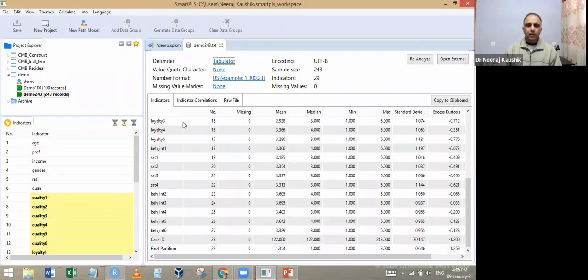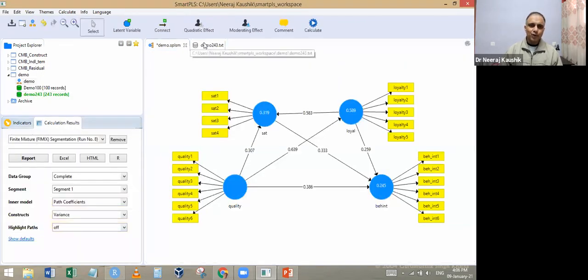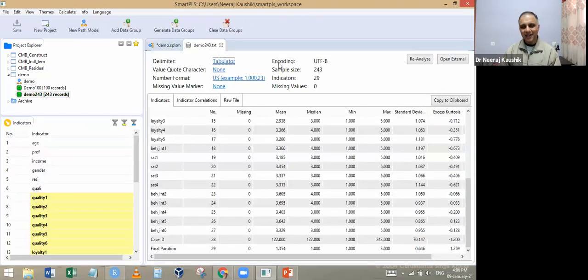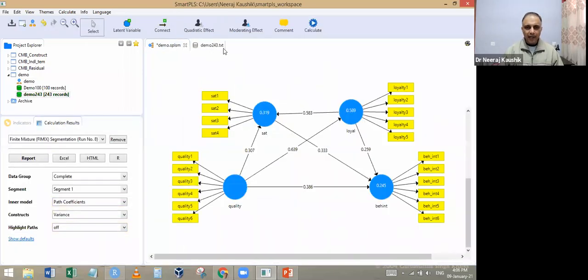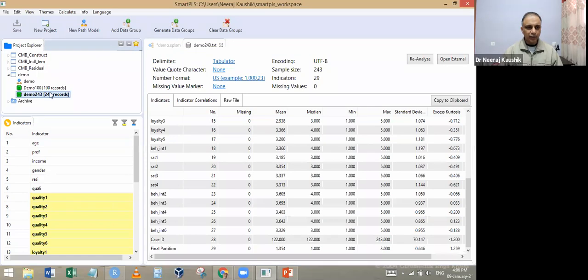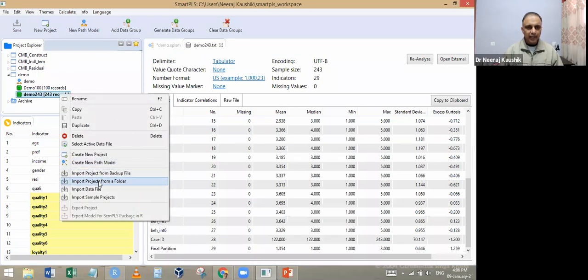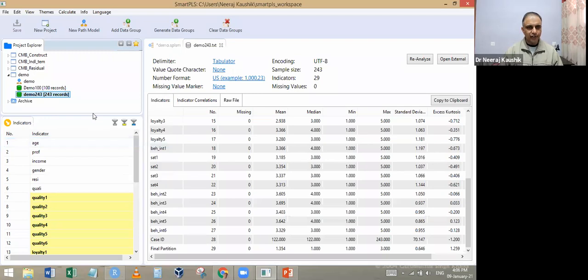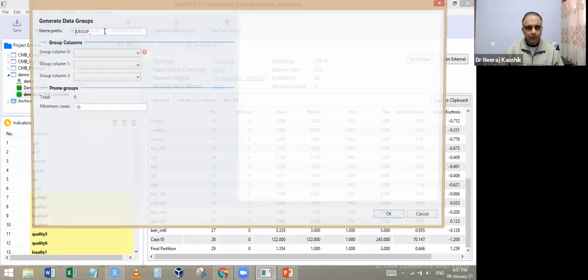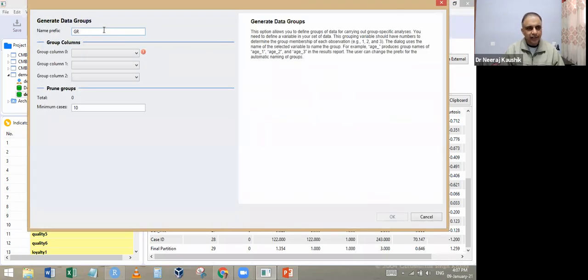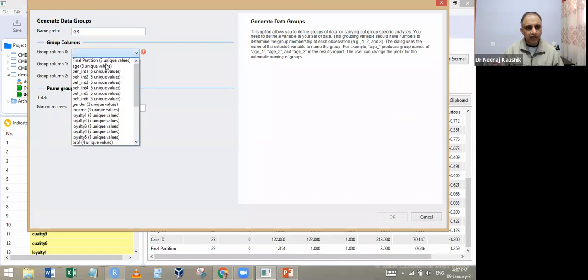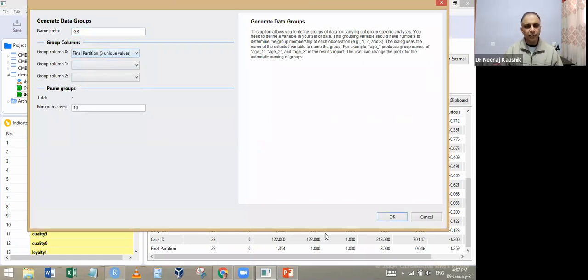Now you should know something about the multigroup analysis here. Again, I assume you know about multigroup analysis. Come to this file, see this is the diagram and this is my text file. You click on this text file and make it the active data sheet. Click on generate data group. That is the case for the multigroup analysis. It will ask, shall I create it? Yes. With the GR, you click it, on the basis of final partition.